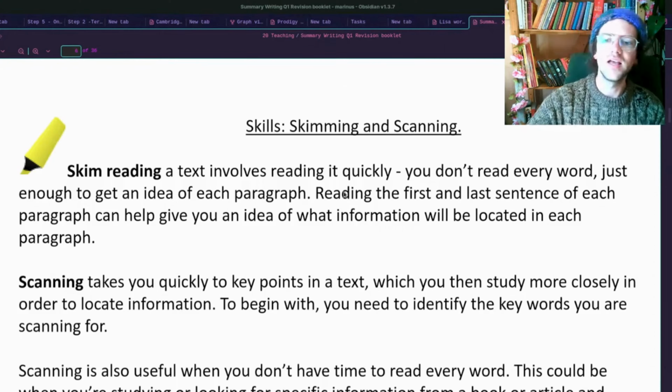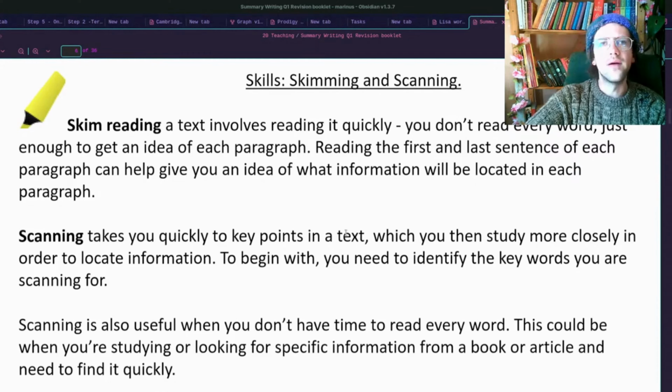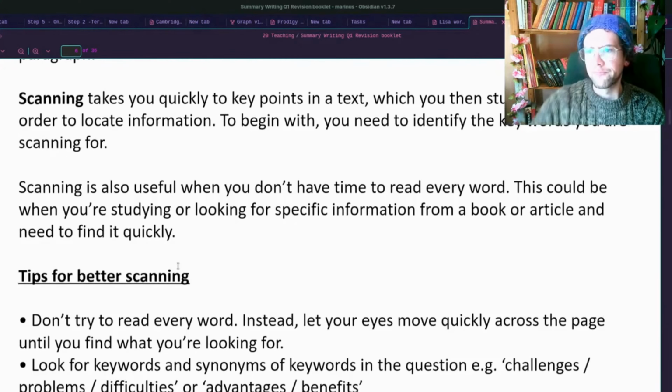Scanning allows you to go to the key points in the text. So you're looking for specific words, specific phrases. By the way, something I wanted to mention was that when we mark your work, we are scanning a lot of the time. We are looking for specific points. We are looking for specific phrases. So make sure that you are leading the person who's marking your work through your answer so that we can find those specific things that we're looking for. Does that make sense? I think so.